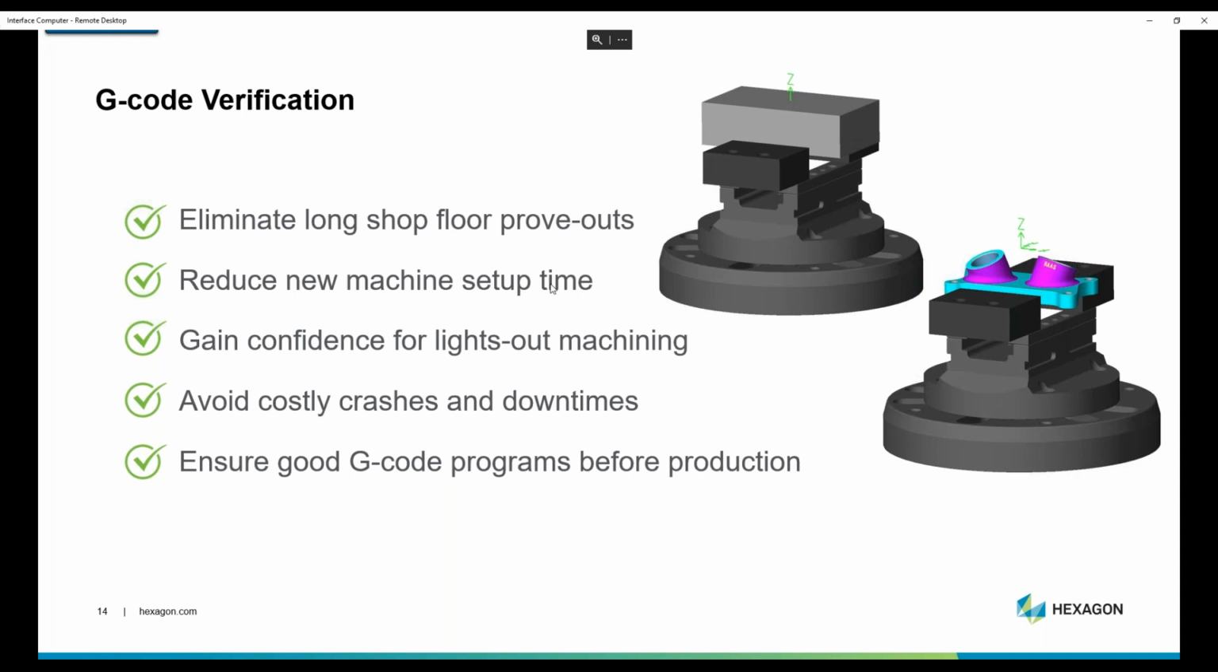And the strategy that you've programmed with that setup is not going to cause any collisions or over travels on the machine. You can gain confidence for lights out machining. So feel good about sending a part out there to run overnight without supervision instead of wasting a whole day during programming hours to wait for a first piece to not crash. You can avoid costly crashes and downtime. So of course you want to avoid collisions at all costs and ensure good G-code programs before production. That kind of goes hand in hand. Having G-codes ready for production right away instead of going back and forth between machine to programming to machining again, and so on.